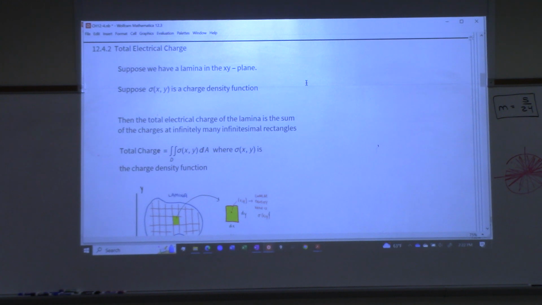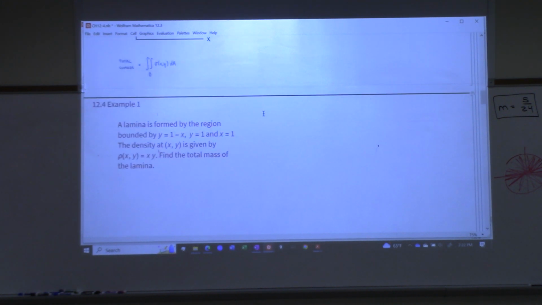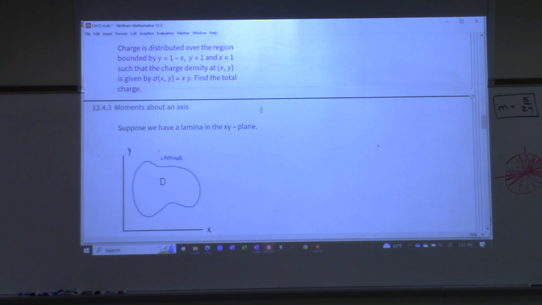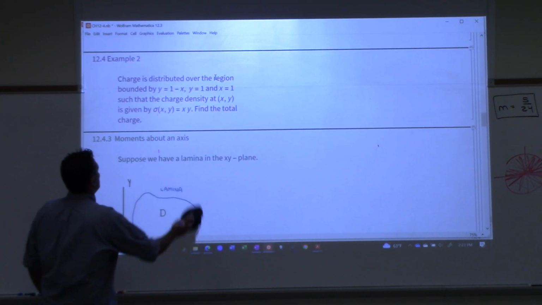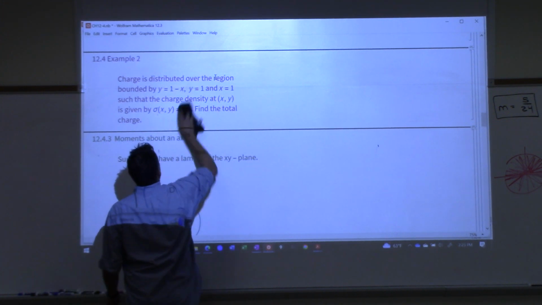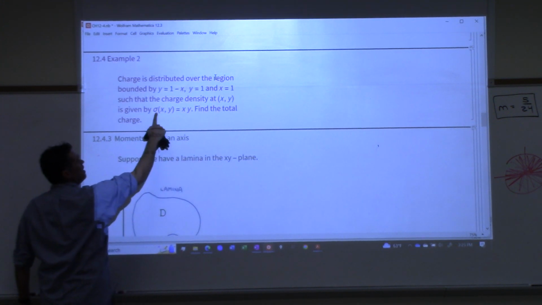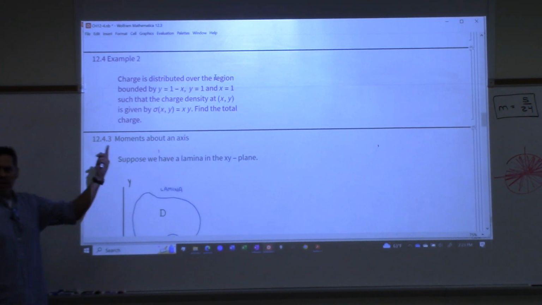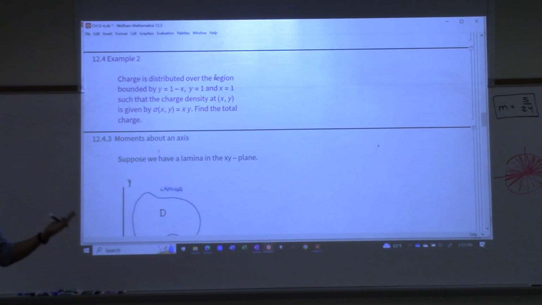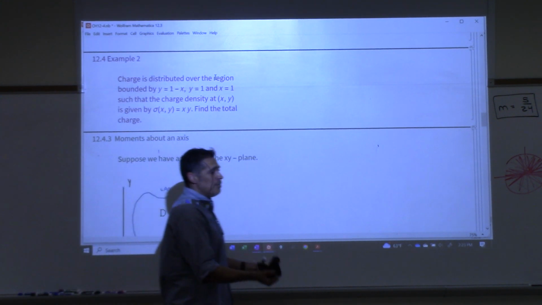And so if I tell you in example 2, charge is distributed over a region bounded by these curves, right? And I give you that the charge density function sigma of xy, instead of rho, is xy, then what's the answer? Same exact thing, but now it has a completely different meaning, right?